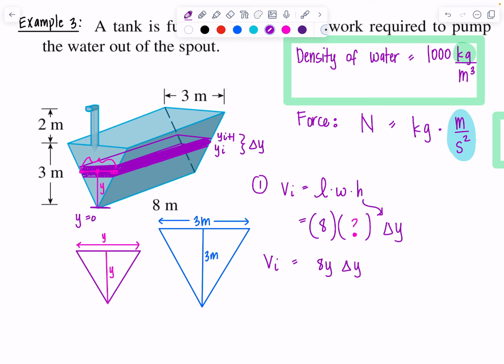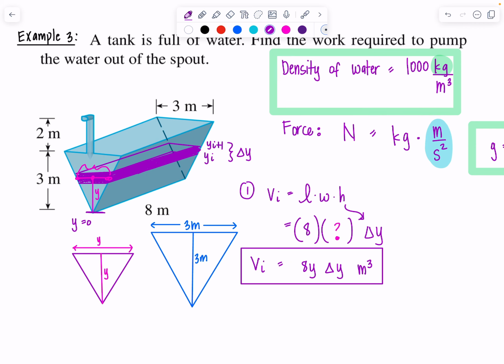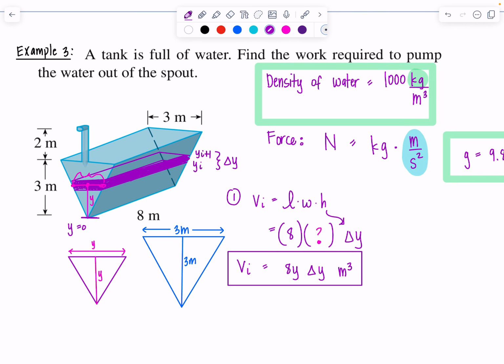Ooh, this is where it's tricky. Please tell me the units. Volume is always going to be something cubed. In this case, we're in meters. So meters cubed. All right. Now, before we move to the next step, which is always the force required to lift one slice, because we're in the metric system, we have bonus step. Bonus step.